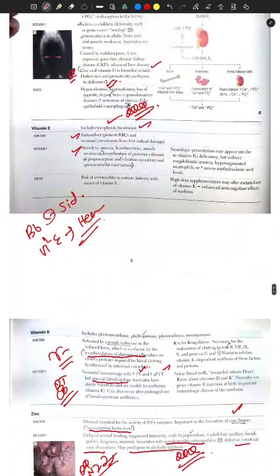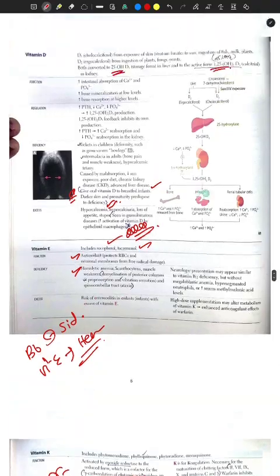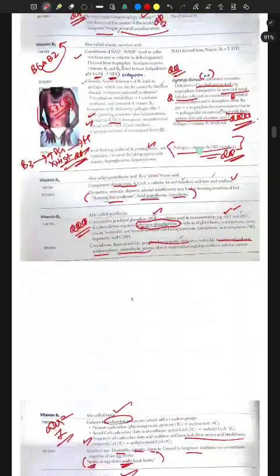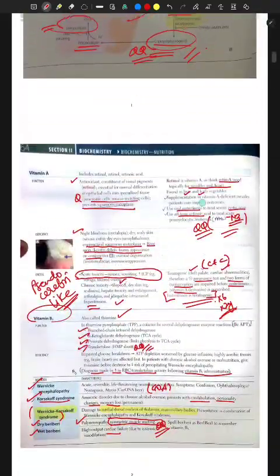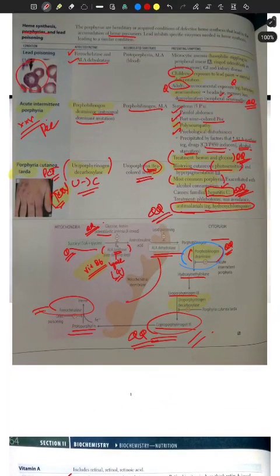Okay, so that's it for most of your miscellaneous part of biochem.